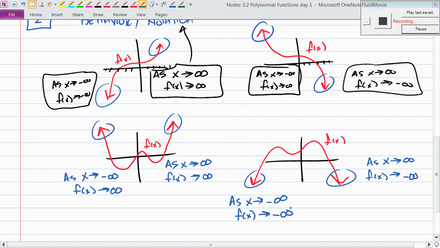All right, good. Did we miss any? Are there any other possible combinations here of a left and a right-hand behavior? Nope. That looks like all of them, right?